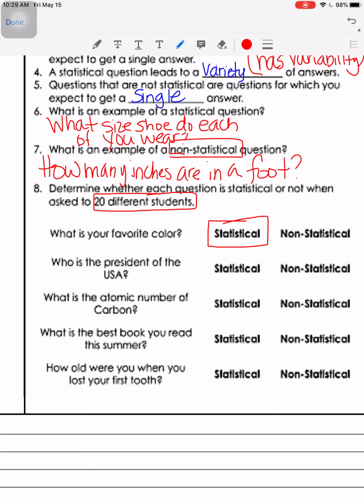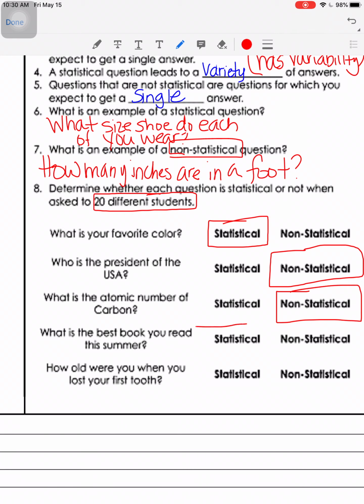Who is the president of the United States? Well, we only have one. So if I ask 20 people, each of those 20 people is going to tell me the same thing. So who is our president? Donald Trump. He's our president. Everybody's going to say that because he's our president until we get another. What is the atomic number of carbon? The atomic number of carbon is the same always. It doesn't change. So if I ask 20 people, they're going to tell me that the atomic number of carbon is 6. So that is non-statistical.